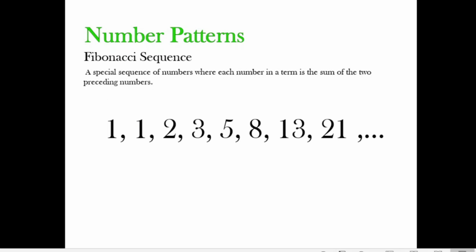Here is another type of sequence. It's really a special sequence. It's called the Fibonacci sequence. And it's a sequence such that each term that you're going to identify is actually the sum of its two preceding terms, or the two terms before it. For example, 3 is the sum of 1 and 2. 5 is the sum of 2 and 3. 8 is the sum of 3 and 5. 13 is the sum of 5 and 8. 21 is the sum of 8 and 13. So if we want to continue this pattern, our answer must be the sum of 13 and 21, which is 34.